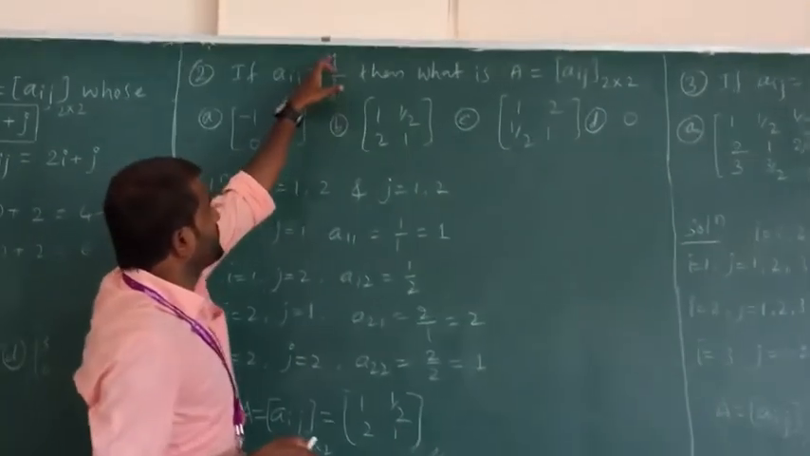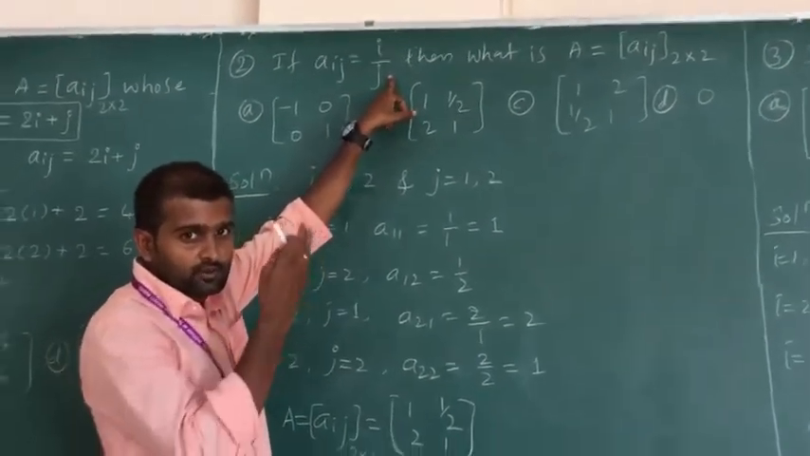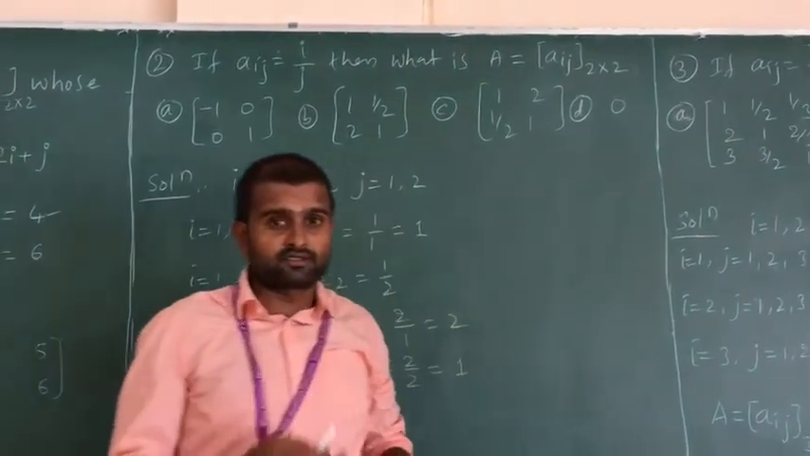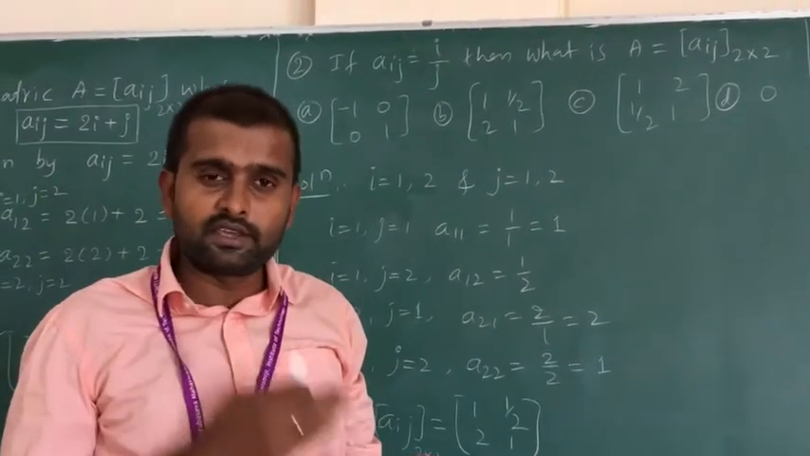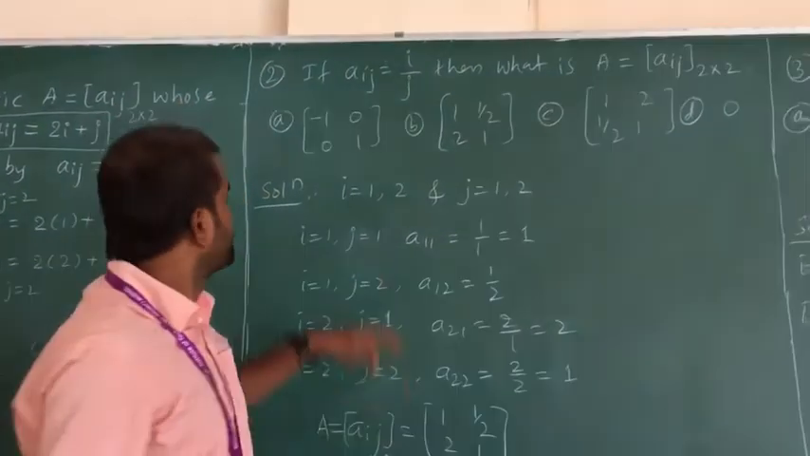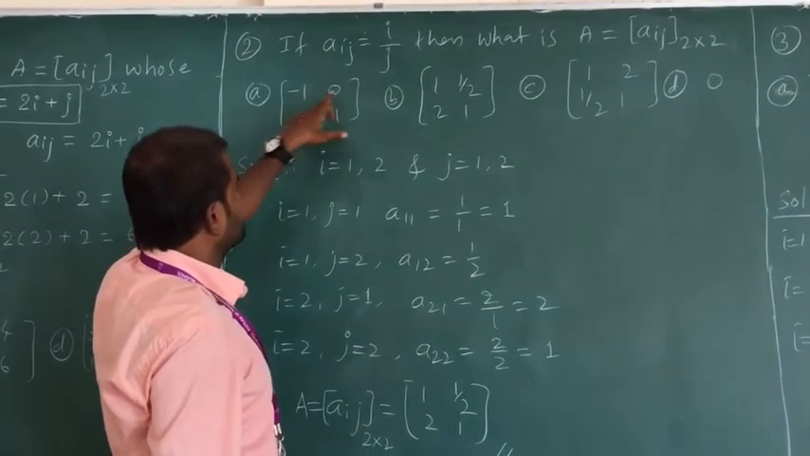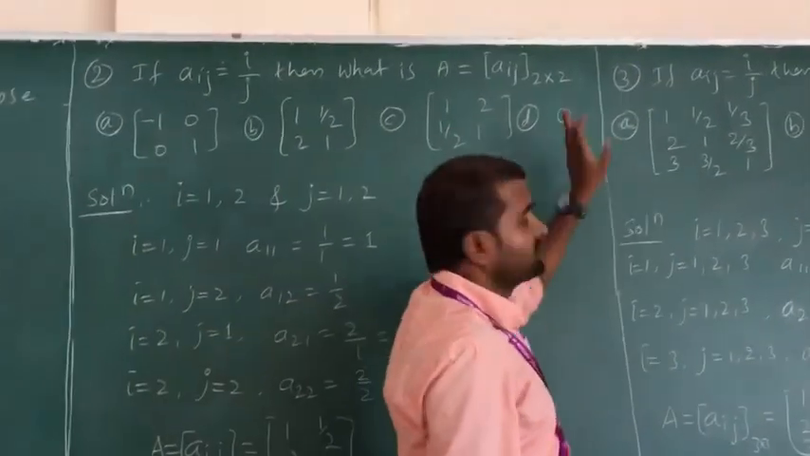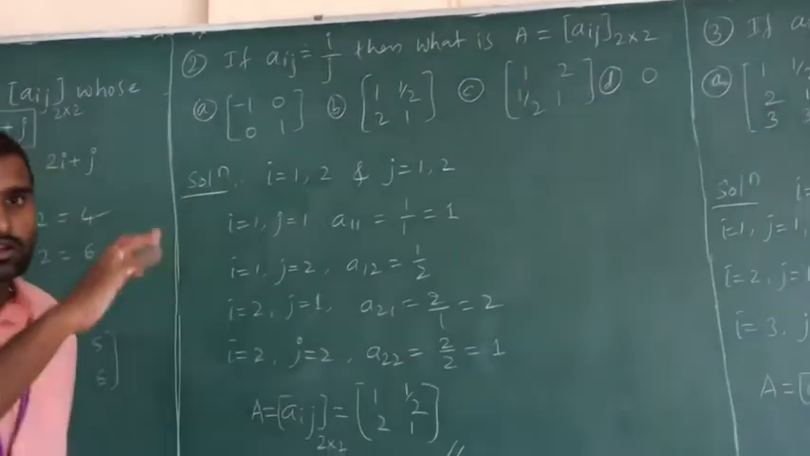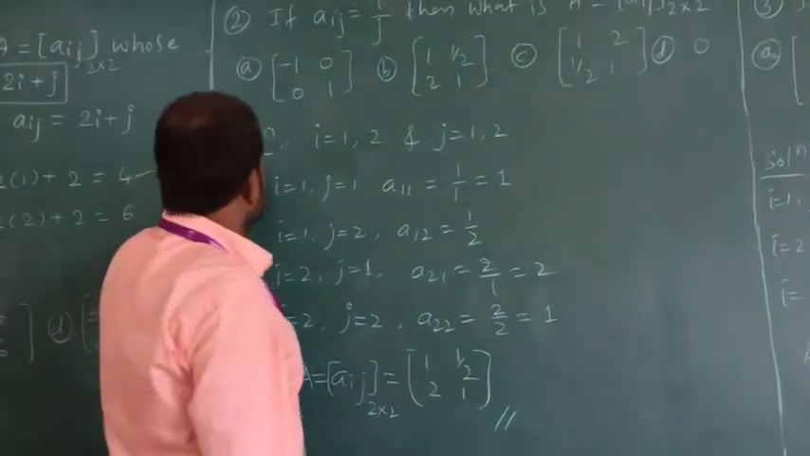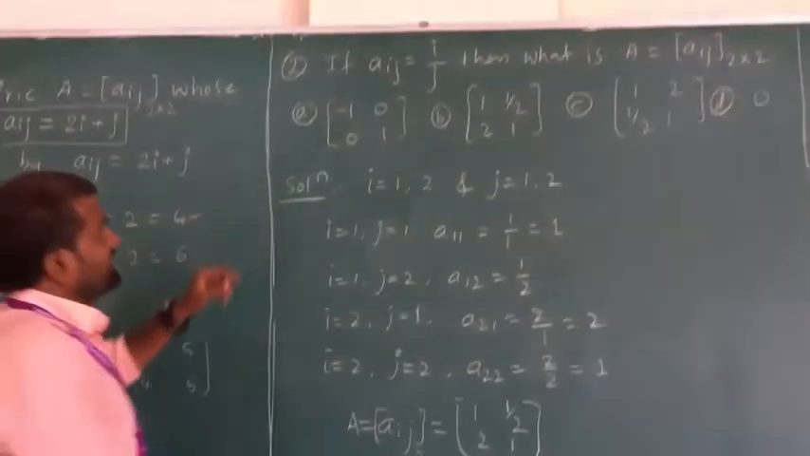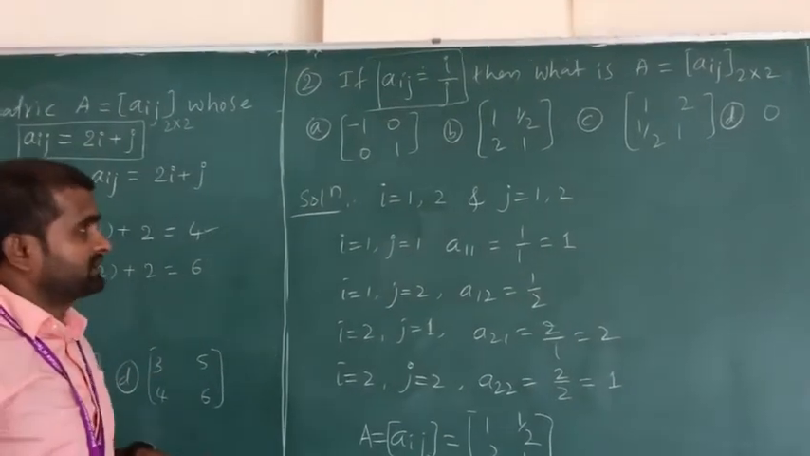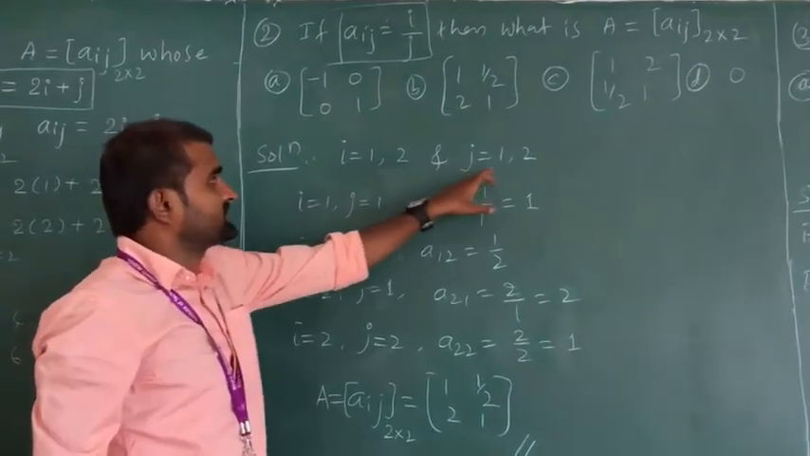If Aij equal to i by j, then what is A equal to Aij of the 2 cross 2 matrix? You know i is 1 to 2 and j also 1 to 2. In the options there are matrices such as 1 1 by 2, 2 1, and 1 0 0 1, and one with all zeros. Solution: same procedure, but your expression is different. Aij is i by j, with i equal to 1, 2 and j also 1, 2.